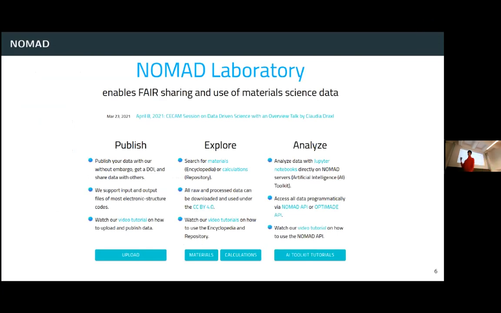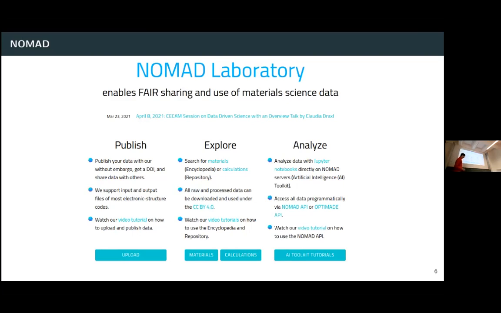NOMAD is, there are many similar efforts elsewhere in the whole world, but they are doing very good work. They're putting a lot of effort, and they have the funding for that, to try to be the go-to place for materials data. Okay, so this is their landing page. If you Google for a laboratory, you're going to come here.